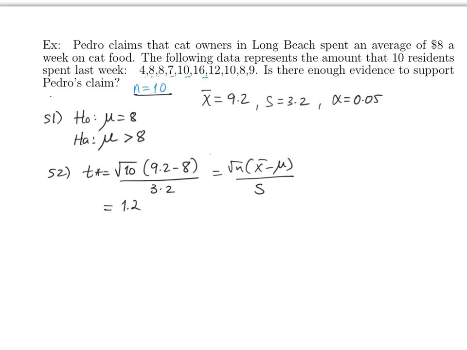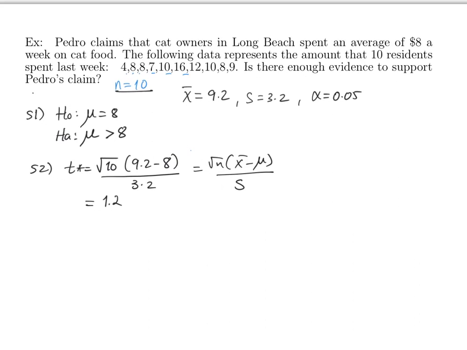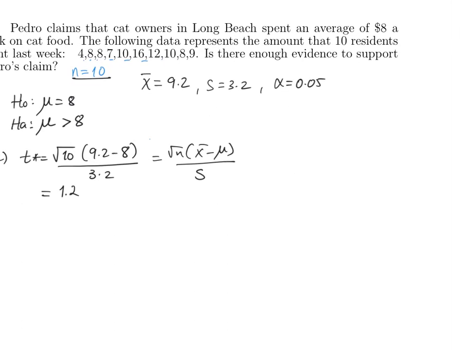All right, so then what is the rejection region for step 3? So that should be the formula. So for step 3, the rejection region is going to be positive t of 0.05 with how many degrees of freedom? 9. How do we get 9? Because n is 10. And how much is that from the table? 1.833.